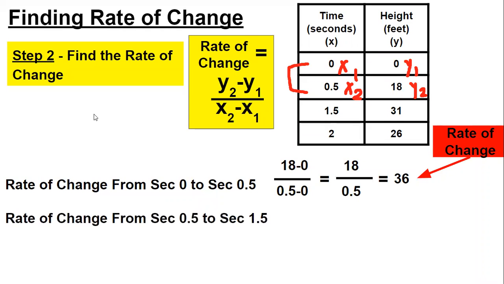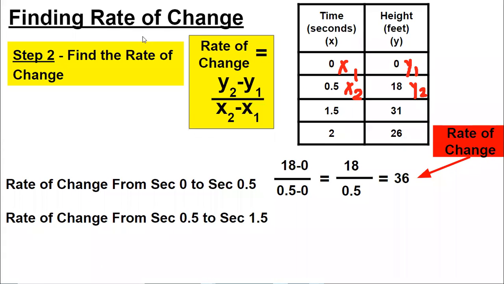Okay, next I do the rate of change from 0.5 to 1.5. It means now I'm going to erase my x1 and y1 up here. I'm going to change which one's my y1 and which one's my y2. This is now going to be my new y2. This is my new y1. This is my y1 here. Oops, my y2. This is my x2. See, it's easy to mess up. y1 and x1. Okay, make sure I got that right.